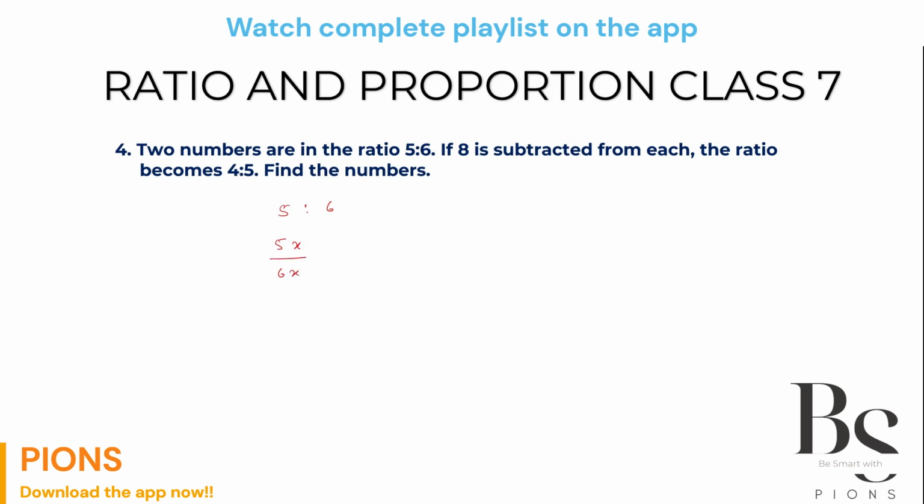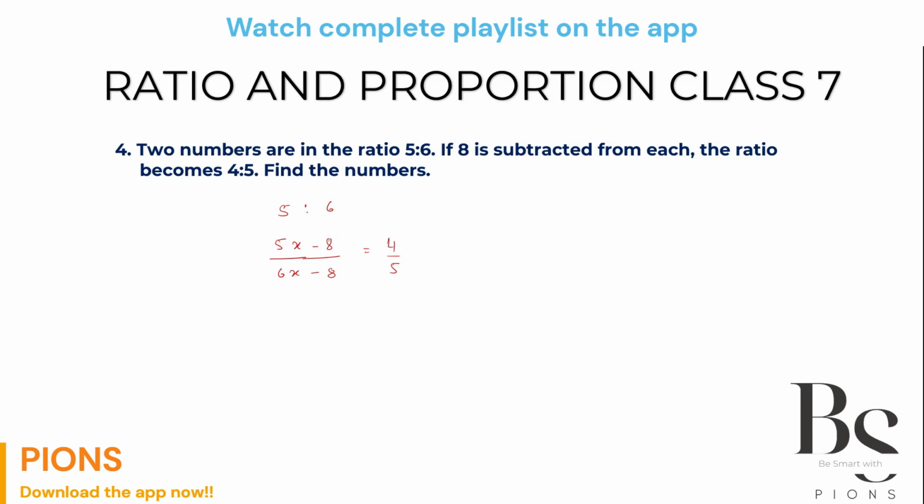These are our numbers. The first number is 5x. The second number is 6x. Now the question is saying, if we subtract 8 from each, the ratio becomes 4:5. Let me repeat the whole scenario. Why didn't we simply do 5 minus 8 or 6 minus 8? Because 5 and 6 are not the numbers which are given. This is the ratio in which the numbers are given. So maybe the first number is 5 times x and the second number is 6 times x. When you cancel x with x, you get 5:6, right?